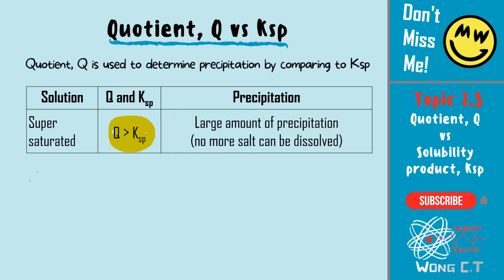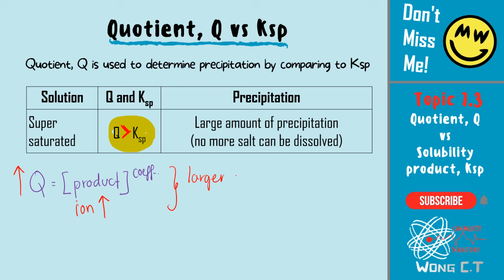And last but not least, what would happen when your Q is more than your Ksp over here? So, as always, your Q actually represents the concentration of the product, your cation and anion, to the power of its coefficient in the balanced equation, right? So, right now, your Q is more than the Ksp. When your Q is more than the Ksp, that means the ions that you have over here are very high. And knowing that your Ksp is the maximum already, right now your Q is larger than the maximum.